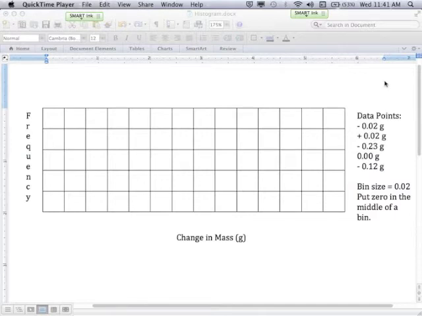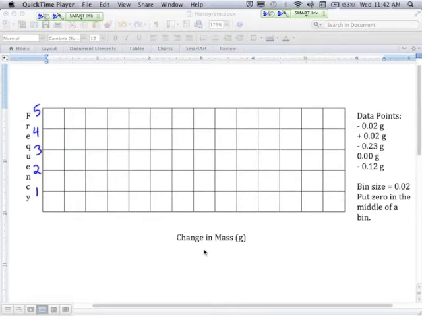Now, I have already set up my histogram with my two axes. On my x-axis I have the change in mass, which is in grams, and on my y-axis I have the frequency. The y-axis tells you how many points you have in each bin. So it should go up 1, 2, 3, however many you need for your data set. You just need to make sure you've got enough that all of your data is going to fit on this.